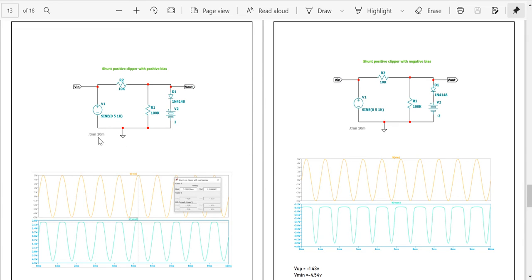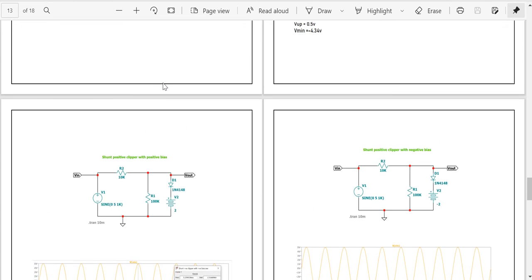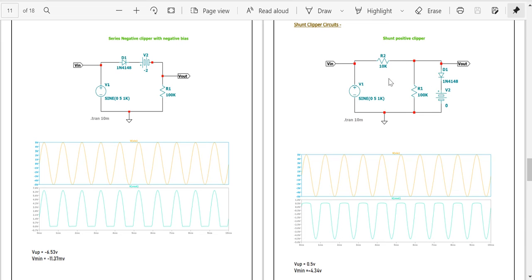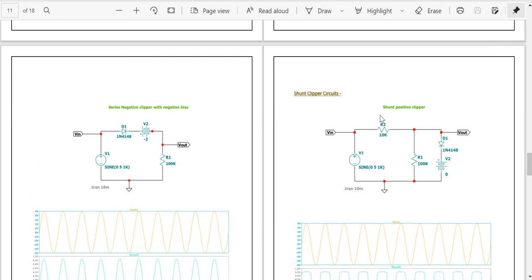As you can see, this is for the no bias condition. For the positive half cycle, the diode will be forward biased, and then the voltage across it will be the same. There will be only a drop of 0.7, the rest of the voltage will be the same, and the positive half cycle will be clipped. But for the negative half cycle, this terminal will be open, no current will flow, and then we will get a sinusoidal output, like this.